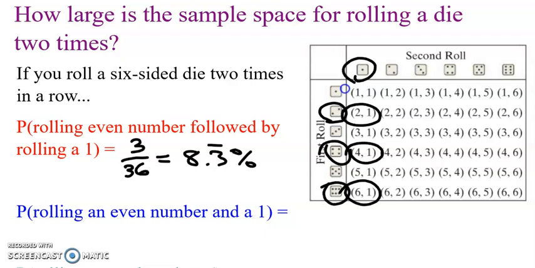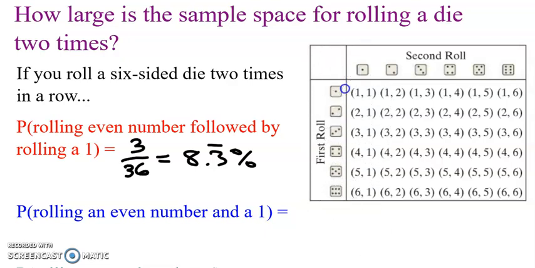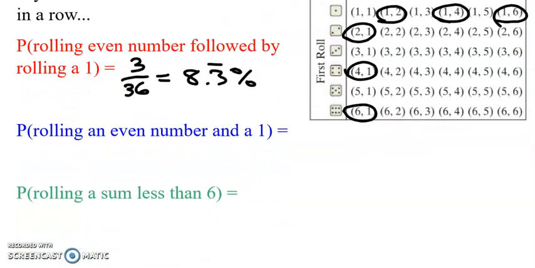Probability of rolling an even number and a 1. Now that's not telling us that we need the even number first. So these 3 still count for this second event, but we could have the 1 first followed by the even number. So if we just flip those numbers around, now we double how many times we can get this event. So that's 6 out of 36, or 16.6 repeating, or 16.7%. Last one, probability of rolling a sum that is less than 6.